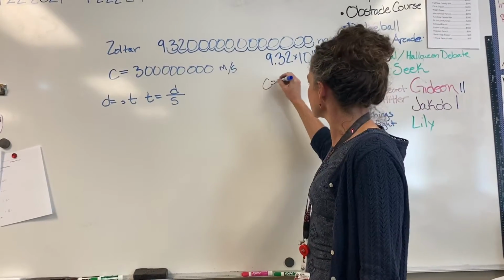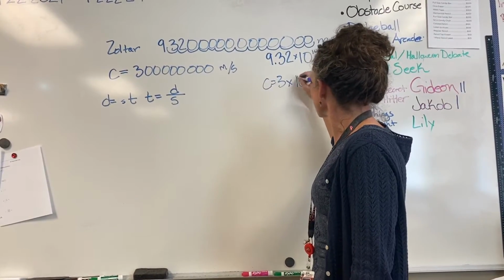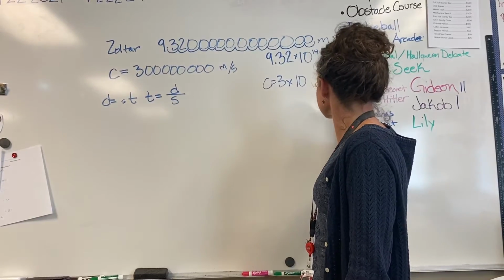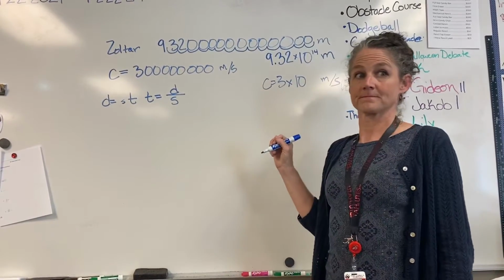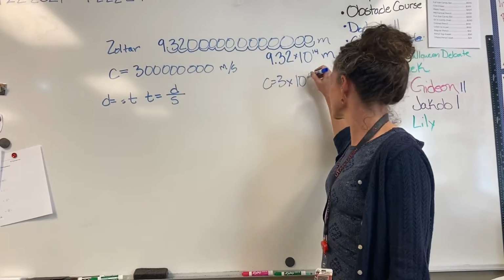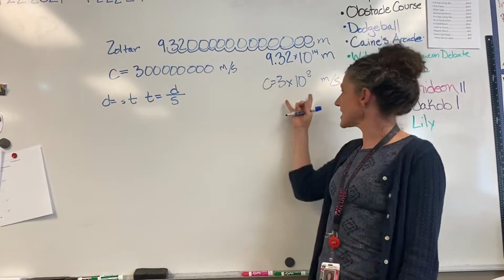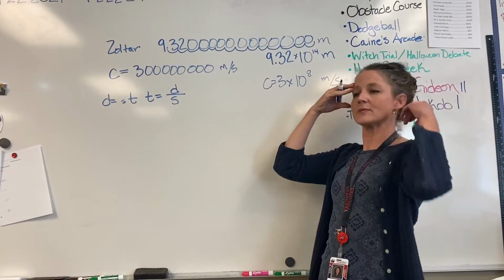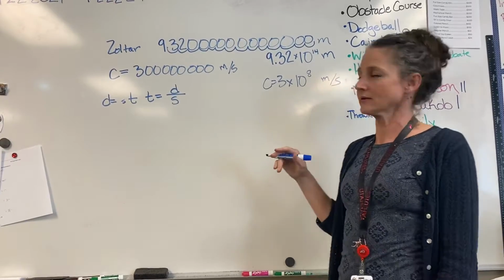And C is 3 times 10 to the what meters per second? 1, 2, 3, 4, 5, 6, 7. 3 times 10 to the 8 meters per second. That is a number that is so tattooed on my brain, I will never forget that one.